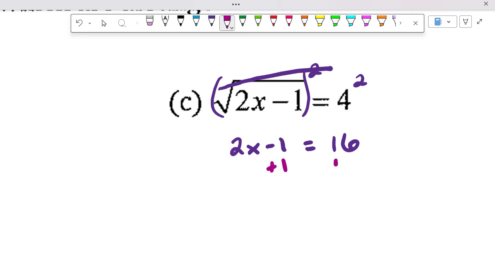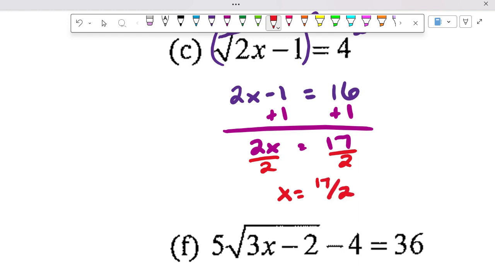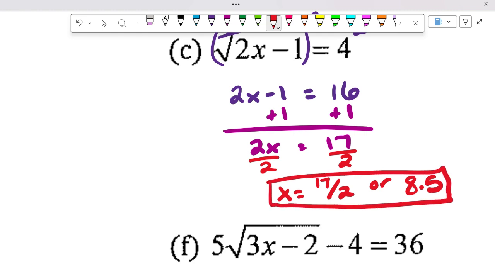So we add 1. I get 2x is equal to 17. And then do what? Divide by 2. So x is equal to 17 halves. You can just leave it as that fraction, or if you put it in your calculator, that should be 8.5. So I would have taken either one of those.